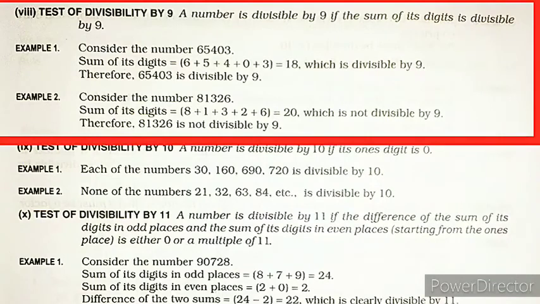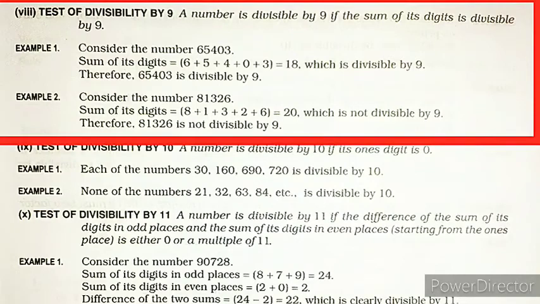Now come to the test of divisibility by 9. The rule of 9 is quite similar to 3. In the rule of 3, you know that we have to make the sum of the digits, and if the sum is divisible by 3, then the whole number is divisible by 3. In the rule of 9, it is similar to that of 3, meaning we have to do the sum of the digits, and if the sum is divisible by 9, then the whole number is divisible by 9.